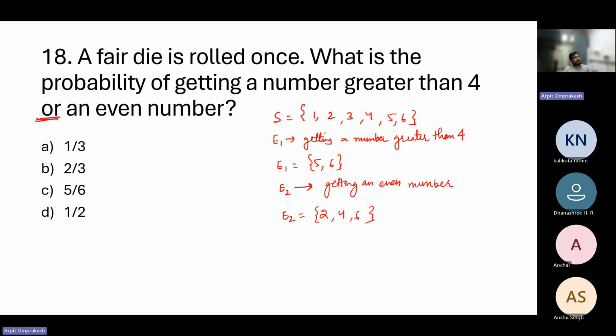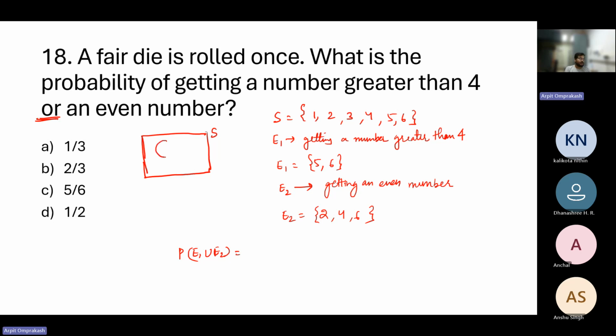So what is the probability of getting a number greater than 4 or an even number? So that or indicates we are looking at union, right? So probability of E1 union E2. So I talked about this. So basically, when we are talking about probabilities, a brief introduction is this is using Venn diagrams, how we can represent things, right? So this is our S, which is our sample space, where we have all the rolls of the dice, 1, 2, 3, 4, 5, 6.